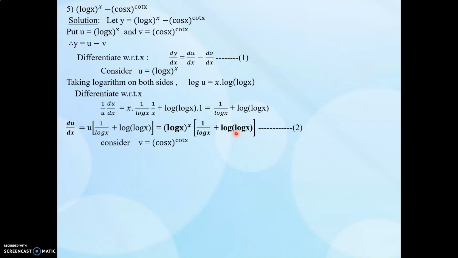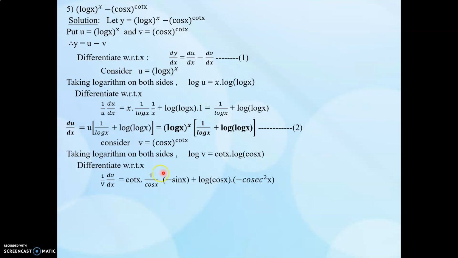Considering the second term, v is equal to cos x raised to cot x. Taking logarithm, you will get log v is equal to cot x into log cos x. Now differentiating with respect to x, 1 upon v dv upon dx is equal to cot x into derivative of log cos x, which is 1 upon cos x into derivative of cos x, which is minus sin x, plus log cos x into derivative of cot x, which is minus cosec square x. Now cross multiplying v, so v into cot x into minus sin x upon cos x is minus tan x, minus cosec square x into log cos x.